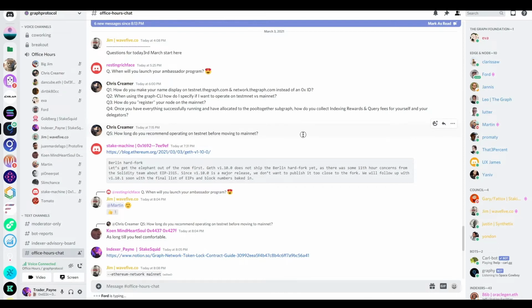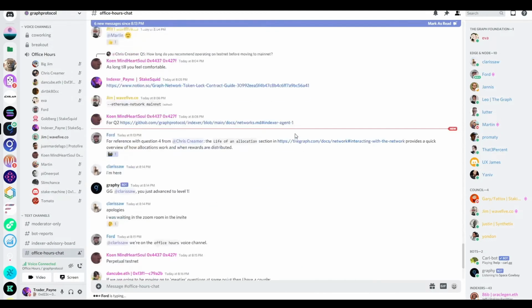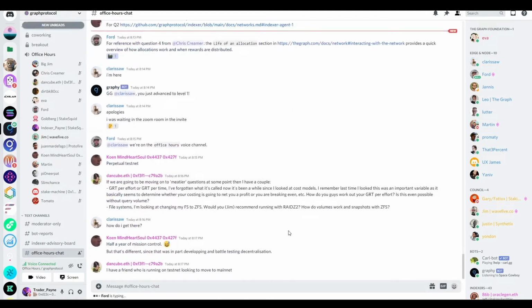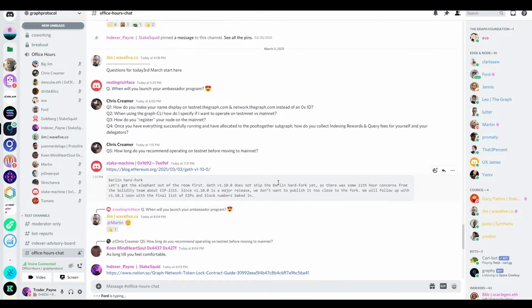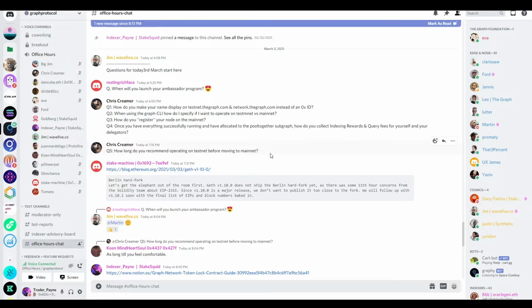Right, let me scroll up now and see where we're at. Okay, so Stake Machine has quoted something from the Ethereum blog about the Berlin hard fork. Let's get the elephant out of the room first. Geth 1.10 does not ship the Berlin hard fork yet, as there are some 11th hour concerns from the Solidity team about EIP-2315. Since this is a major release, we don't want to publish it too close to the fork. We will follow up with 1.10.1 soon with the final list of EIPs and block numbers baked in.